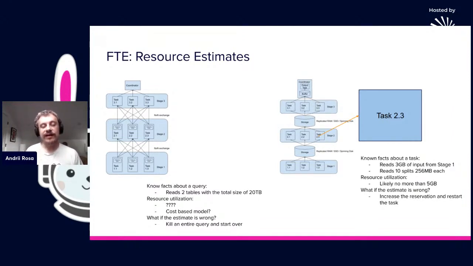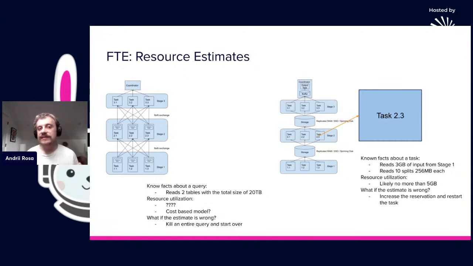But if you are executing your query at the task granularity, you can estimate resources for this specific task. And for a specific task, you know exactly how much data this task is going to read. The number of operations within a task is also much smaller than in the entire query. So it is easier to predict resource utilization for a single task. For example, if you know that a task only reads 5 gigabytes of data, it's very likely it's not going to use more than 5 gigabytes of memory.